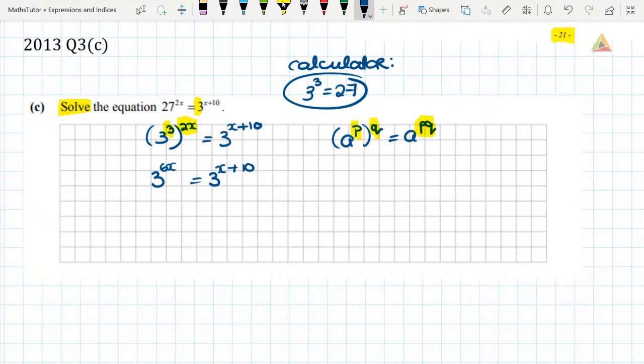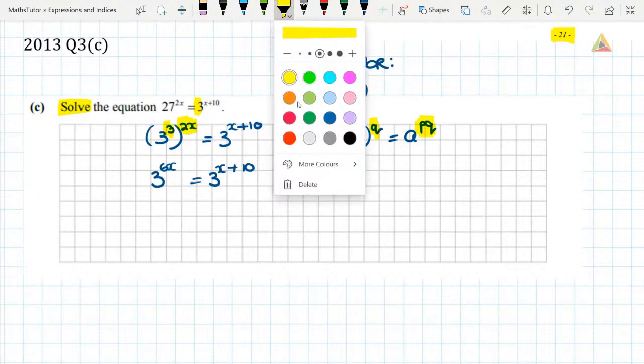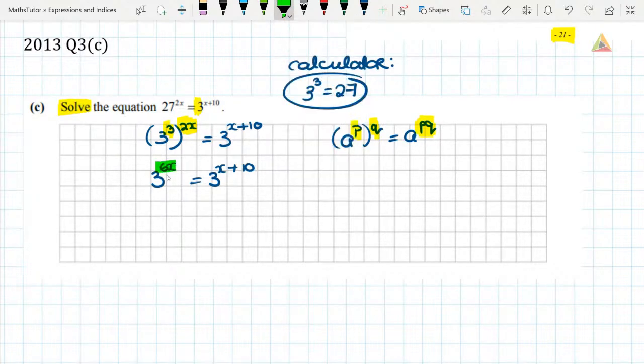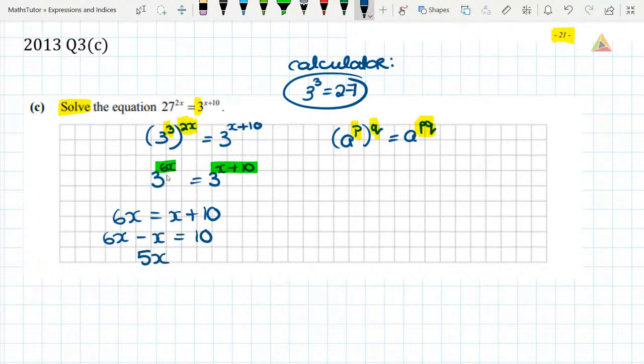So now by using the formula from page 21 of my tables, I've now rearranged this to get the same base number on both sides. And now I'm going to say these powers are equal. So we're going to take the 6x and put it equal to x plus 10. And we're just going to solve for x. So 6x is equal to x plus 10. I'm going to subtract x from both sides. And I get 5x is equal to 10. And I'm going to divide both sides by 5 to get x is equal to 2.